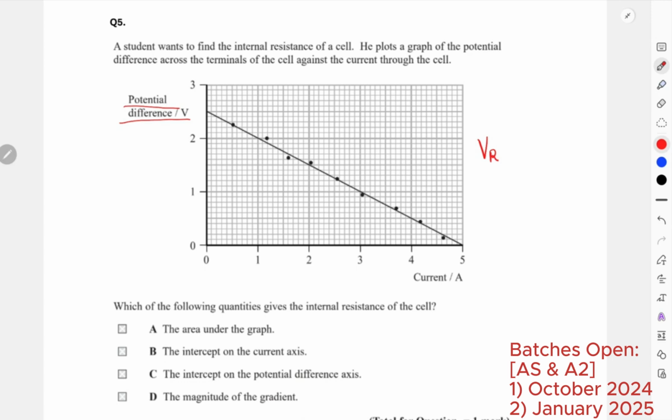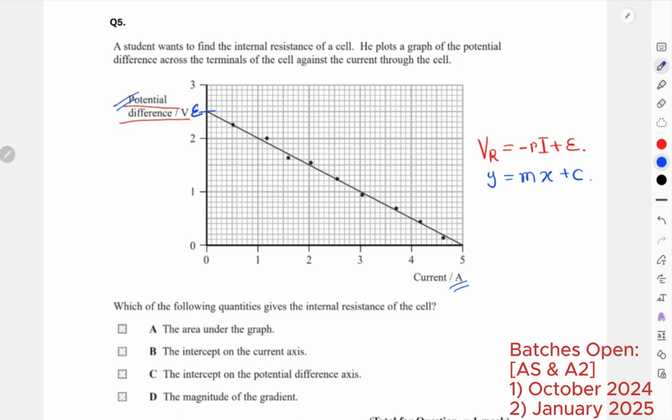V_R, the potential difference of that fixed resistor which was connected in series with the internal resistor, is equal to minus RI plus EMF. This was exactly in the form of y equals mx plus c, where obviously this y-intercept, which is approximately 2.5, 2.6, right? This is the value for your EMF, the total voltage supplied by the power supply, and mx was your current, right? So on the x-axis we have current, on the y-axis you have voltage. In that case, the gradient will give you R, but it's not only gradient, it gives you negative R, right?